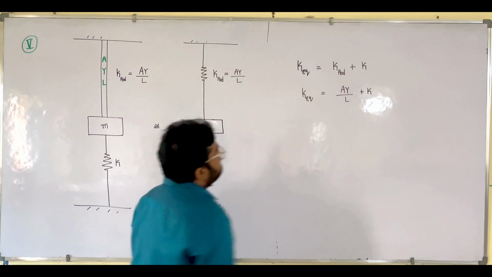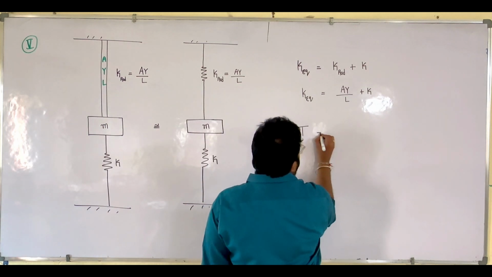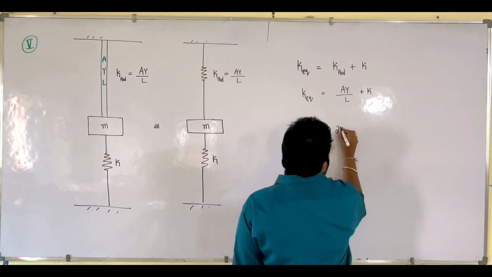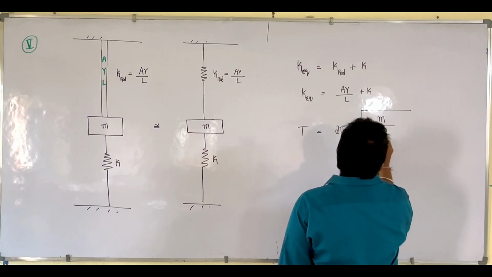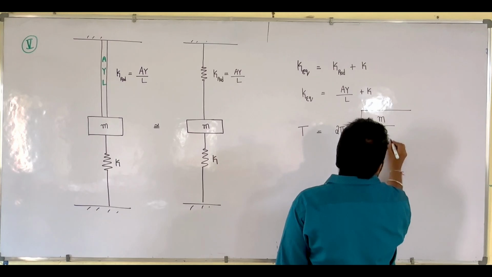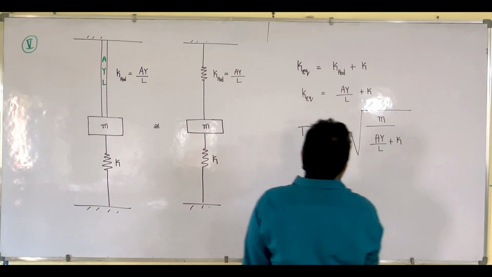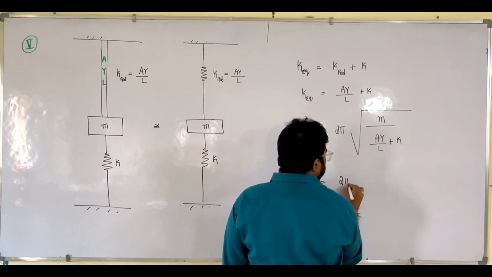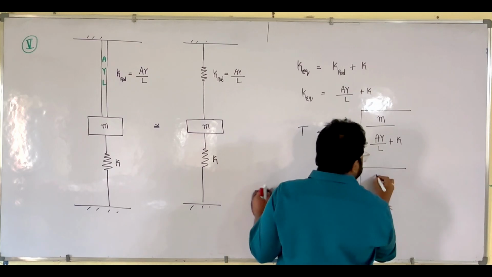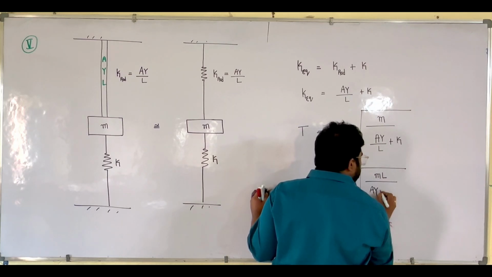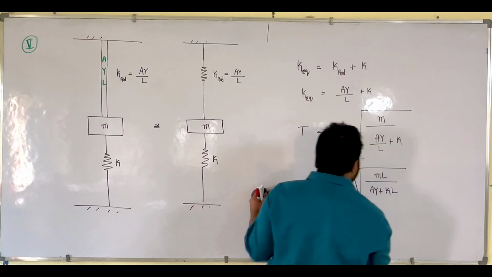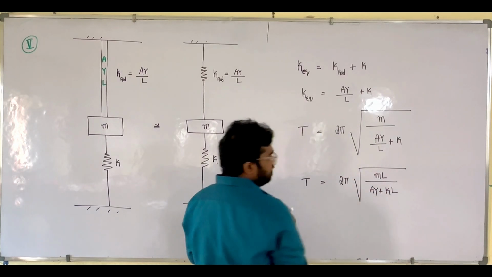Now, what is the time period of oscillation? 2 pi square root of m by K equivalent, which equals 2 pi square root of m by (A Y by L plus K), so 2 pi square root of m L by (A Y plus K L). This is the time period.